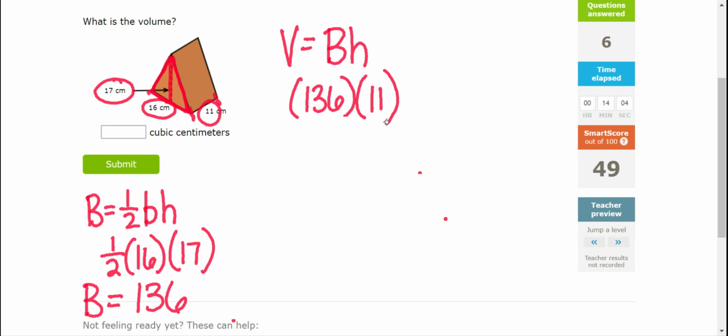So in place of my H, I'm going to put 11. So then to get my final answer, I type in 136 times 11, and that's going to equal 1,496. So I'm going to type in 1,496 cubic centimeters. Submit.